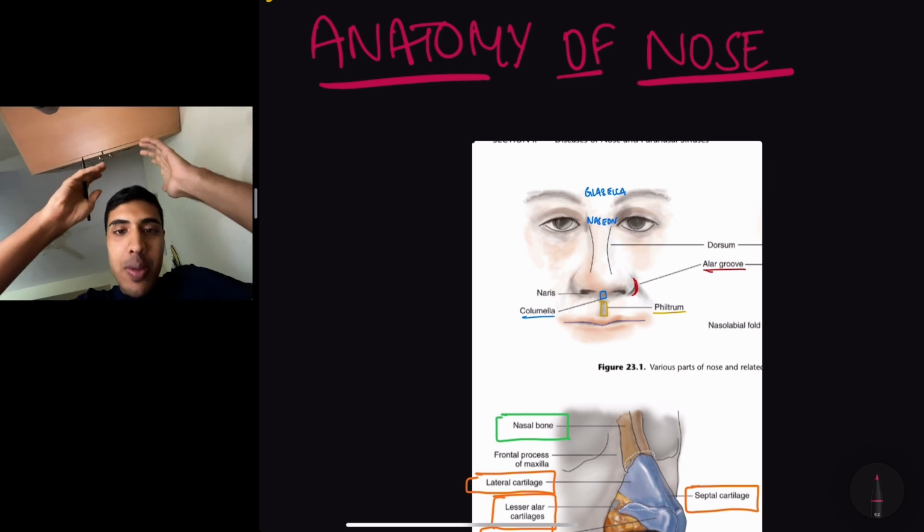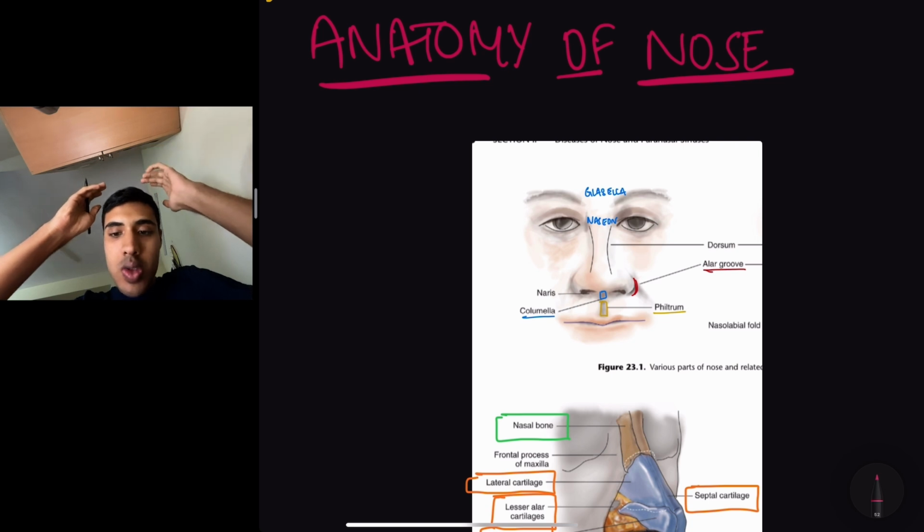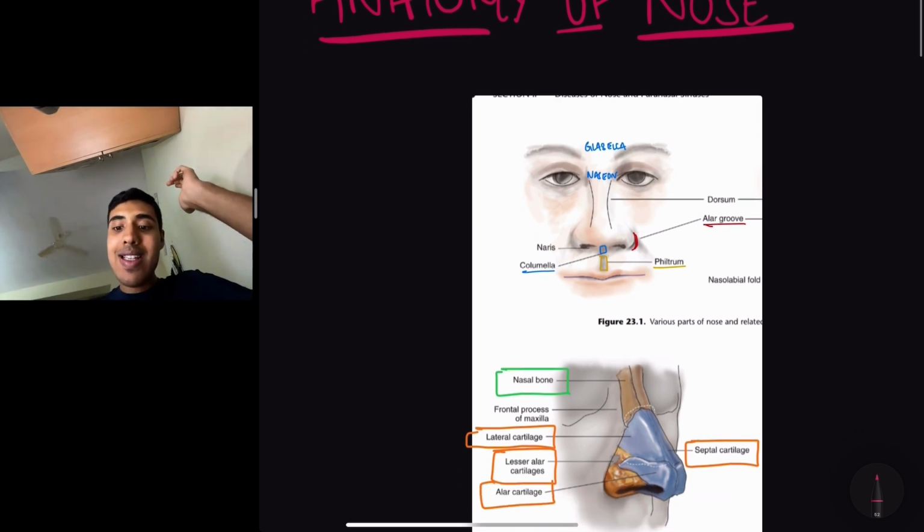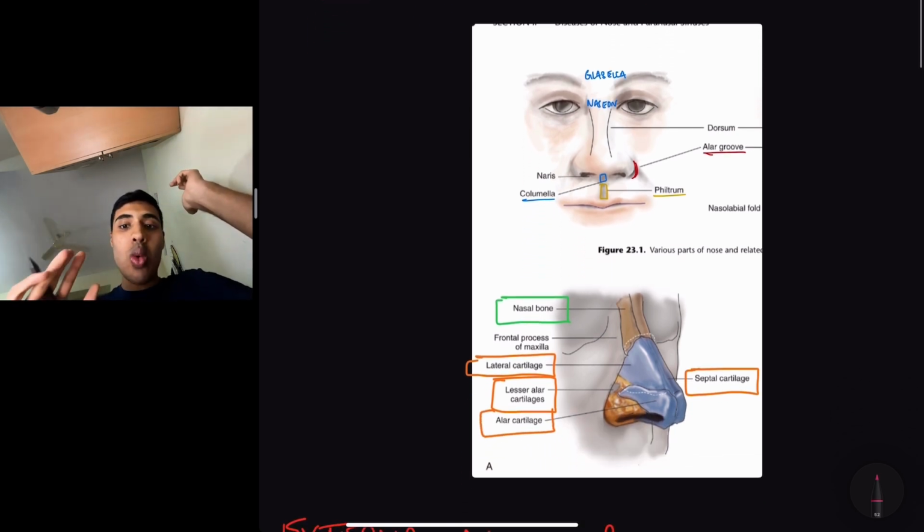Let's get straight to the point. Today we'll be covering the anatomy of the nose. So first, let's look at the external nose. What all do we have?